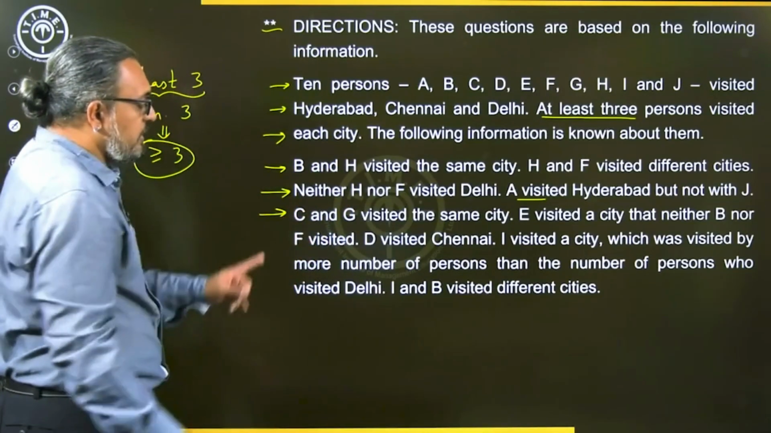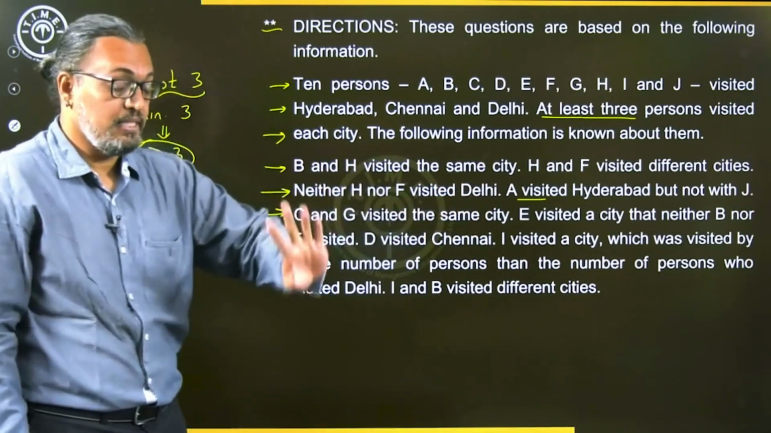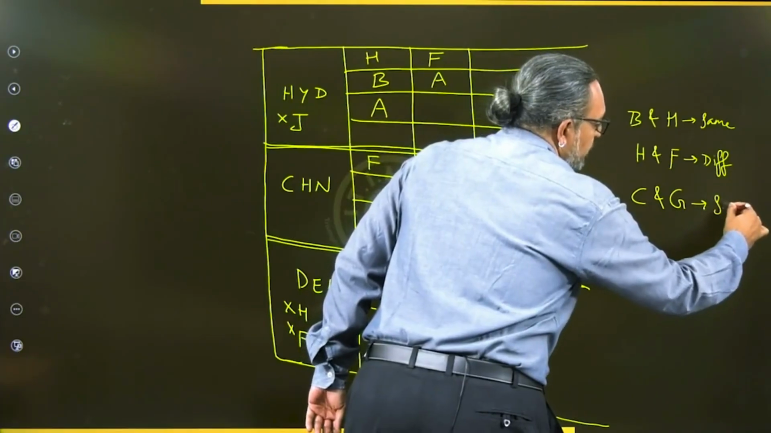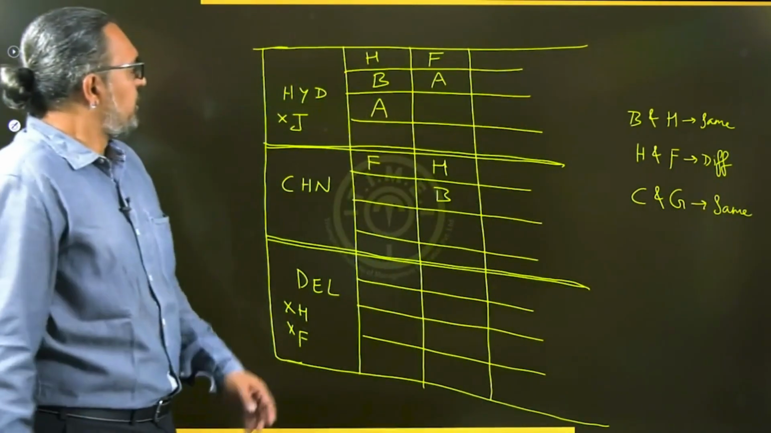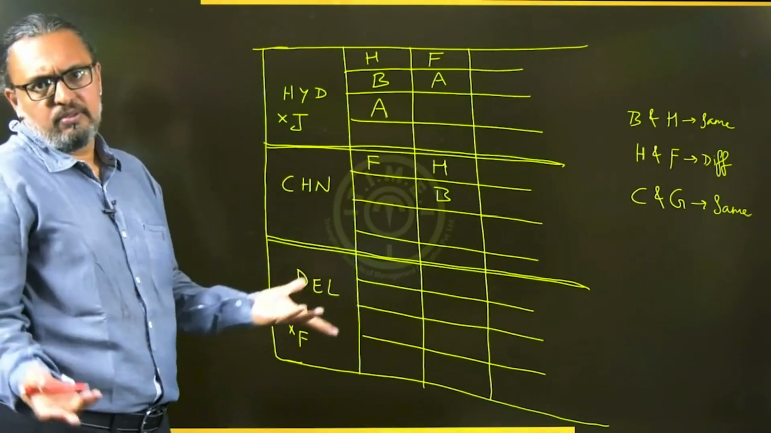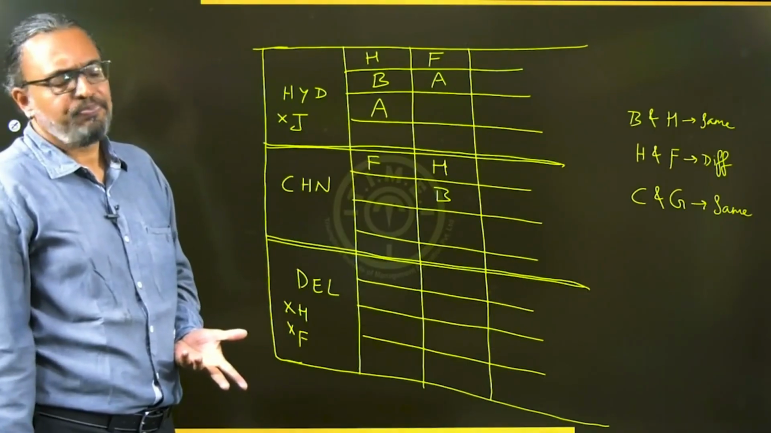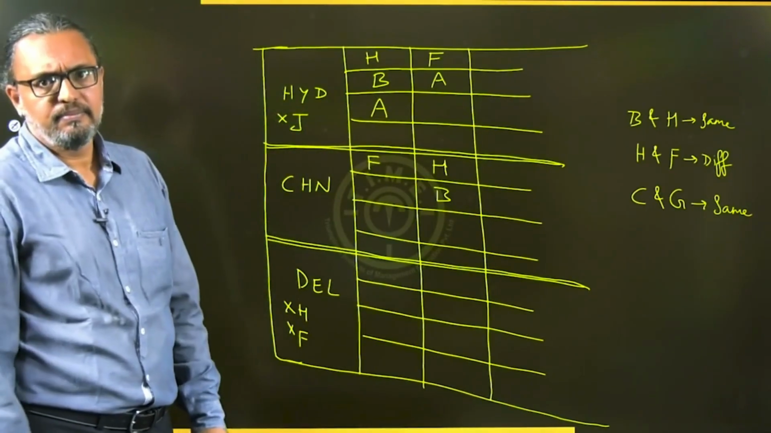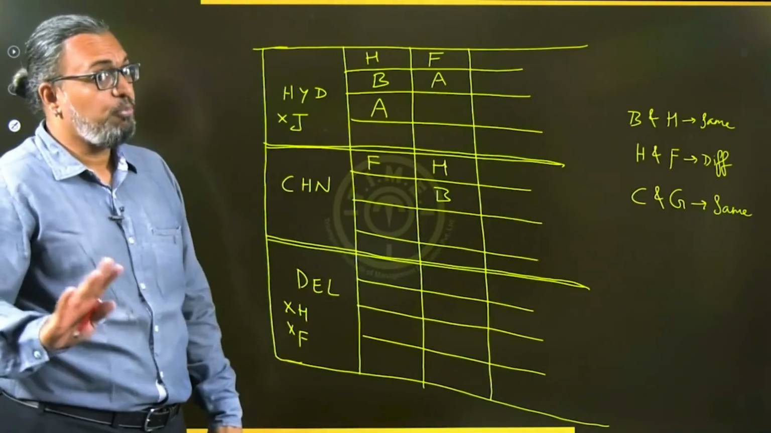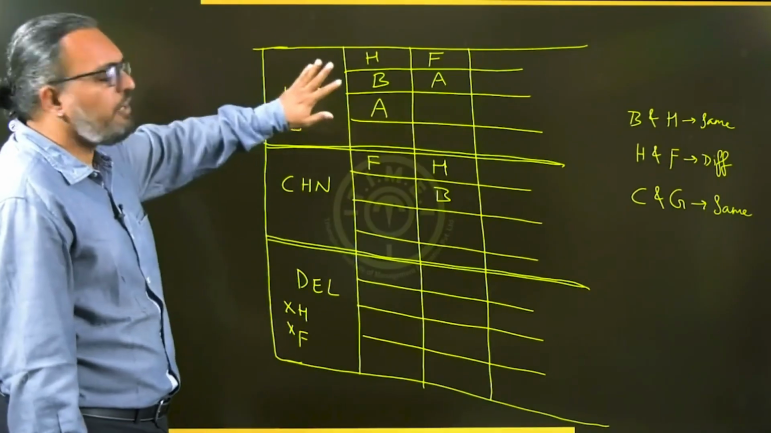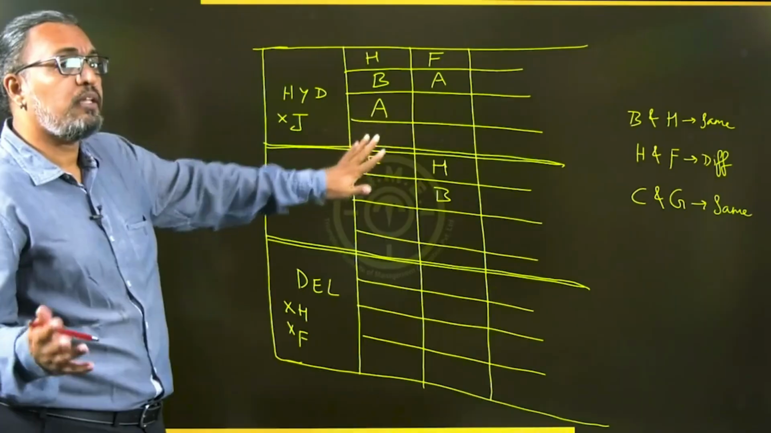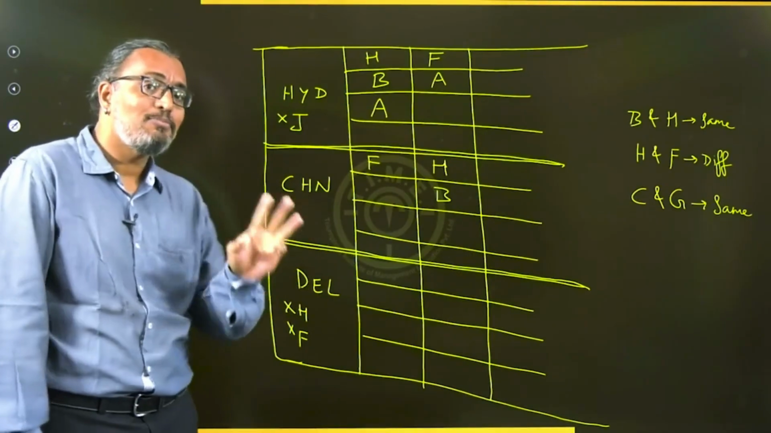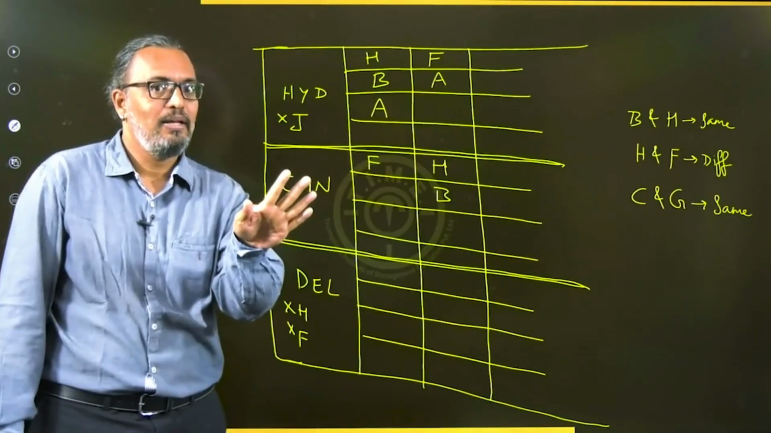Next, C and G visited the same city. So C and G are going to visit the same city. Now obviously in the first case it cannot be Hyderabad because there are not enough positions. If I have 5 people from Hyderabad, then only 5 more are there, but each city should have 3. Can I accommodate 5 people in those 2 cities with each city having 3? Not possible.